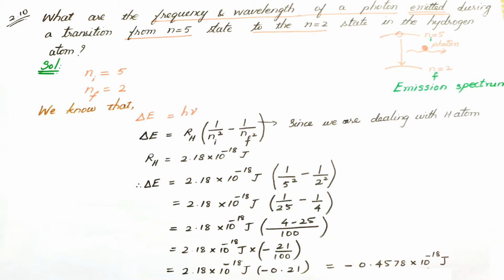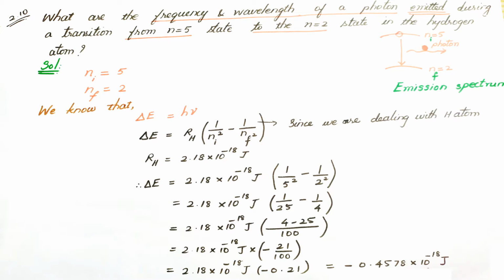So delta E can be very easily calculated when you are given Ni and Nf values using the equation R_H into 1 by Ni square minus 1 by Nf square. The numerator is 1 since we are dealing with hydrogen atom. As you know, the atomic number of hydrogen atom is 1, or in other words, the number of protons in the nucleus of hydrogen atom is 1. That is why you have 1 in the numerator of this equation.